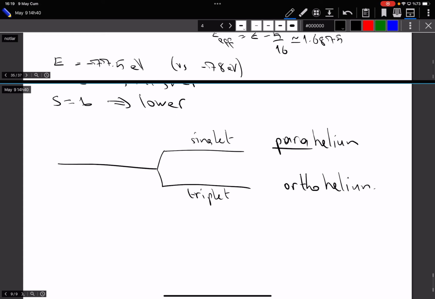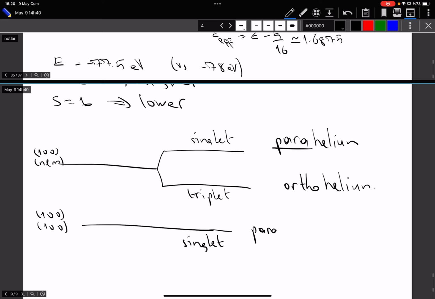Now, of course, for the ground state, for one electron is in the 1, 0, 0 state, the other one is in the NLM state. If both are in the 1, 0, 0 state, then the only option is the singlet, and you have the parahelium, because the space wave function is symmetric, and hence the spin wave function has to be anti-symmetric. So it has to be a singlet in spin.